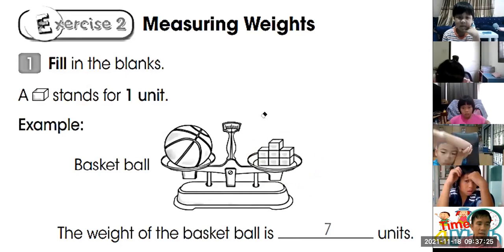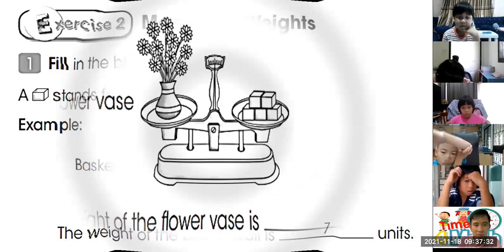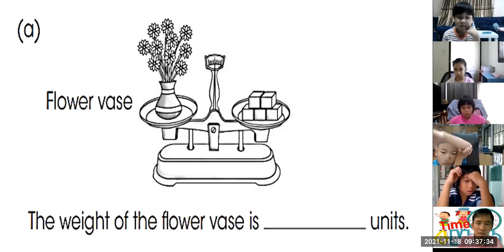Now let's answer letter A. Bear with me because the internet connection is very low here. It is unstable. Now here, letter A. The weight of the flower vase. This is the flower vase. What is the weight of the flower vase? How many units?